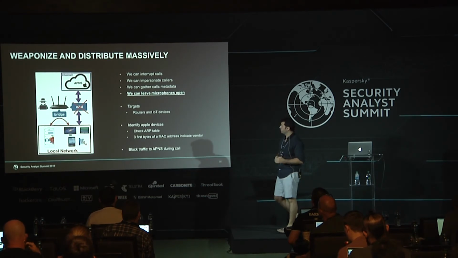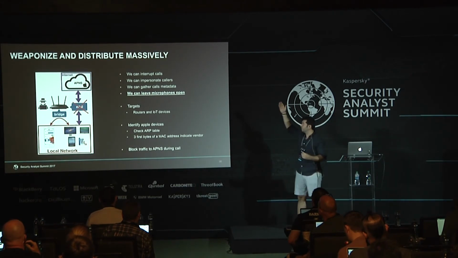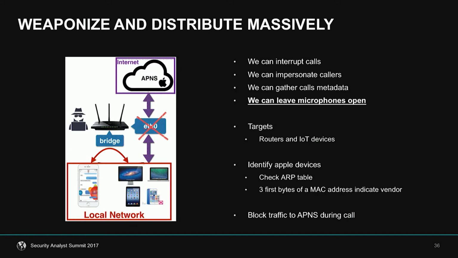So once you sit on the router, we know that we have a number of things that we can do. We can interrupt calls, we can impersonate callers, we can gather call metadata. We know when they initiate, when they finish, and all that kind of stuff. We can fingerprint them. If you start to massively compromise routers, you want to look at just the routers that have Apple devices. For that, you can look at the ARP table, look at the first 3 bytes which identify the vendor, and know if there are Apple devices there.